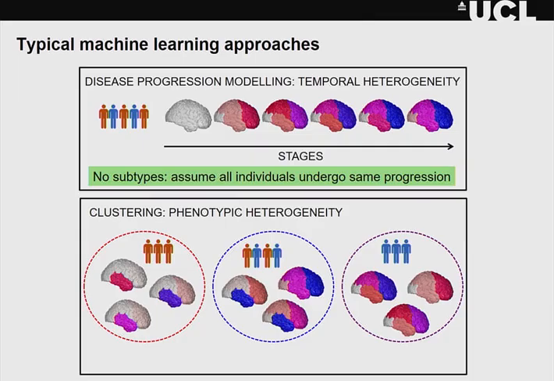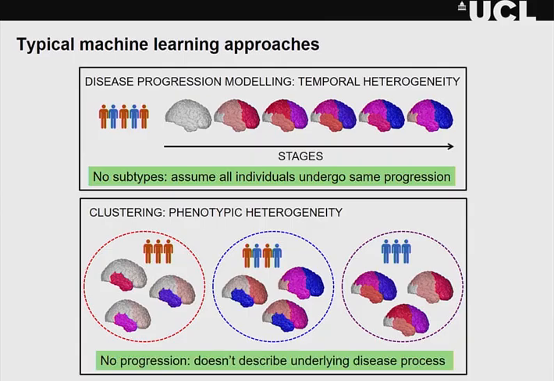On the other hand, we have clustering methods, which aim to disentangle phenotypic heterogeneity by associating individuals with similar biomarker values. But they don't describe the underlying disease process. They're unable to tell you anything about how the disease evolves.